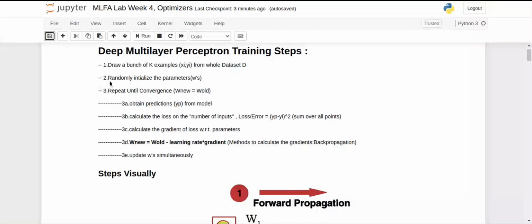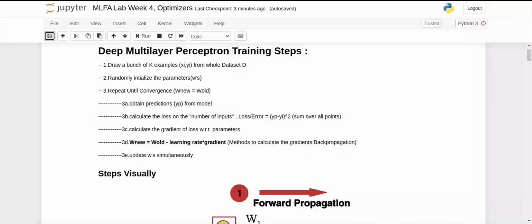First of all, from the dataset, in the first step, we have to draw a bunch of, say, k examples from the xi's and yi's. I have already discussed that xi's are the inputs and yi's are the labels. So first we take k examples from the whole dataset D. Then you randomly initialize the parameters, which are weights and biases, and then you run several epochs. You repeat this step until convergence, and convergence is reached when w new equals w old.